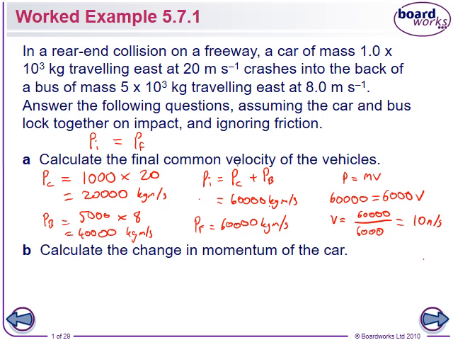Okay, calculate the change in momentum of the car. Anyone remember that nice physics word for change of momentum? Impulse. Very nice. Change of momentum is impulse. So to work out the change of momentum in the car, our change in momentum is going to be equal to our final momentum minus our initial momentum. That's all change is. What you get at the end compared to what you get at the start.